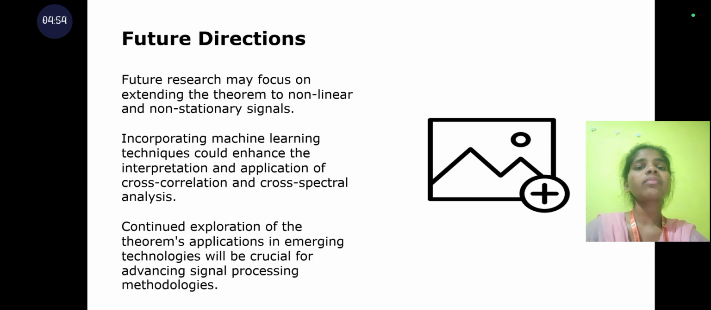Future directions. Future research may focus on extending the theorem to non-linear and non-stationary signals. Incorporating machine learning techniques could enhance the interpretation and application of cross-correlation and cross-spectral analysis. Continued exploration of the theorem's applications in emerging technologies will be crucial for advancing signal processing methodologies.